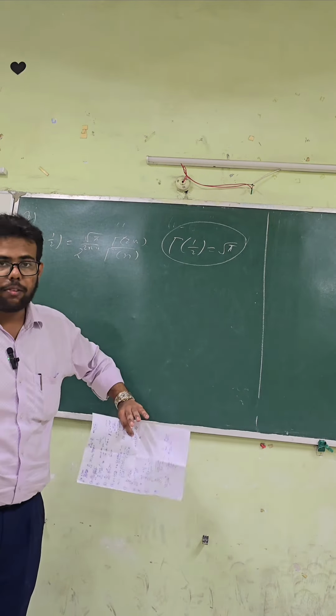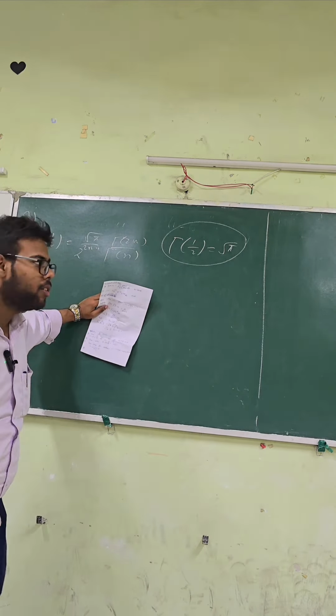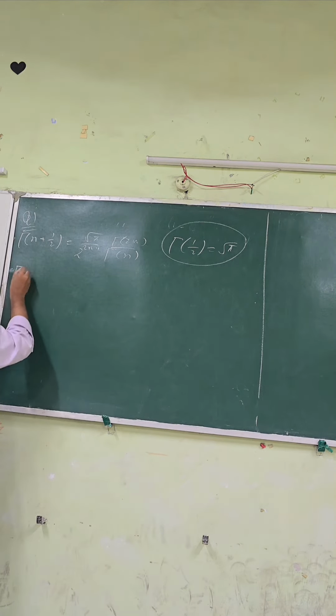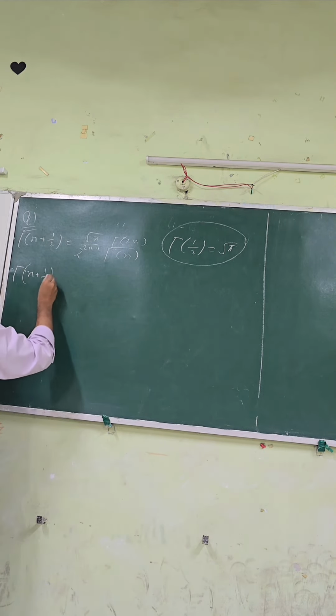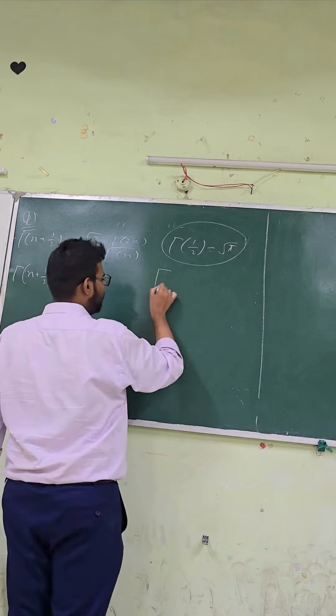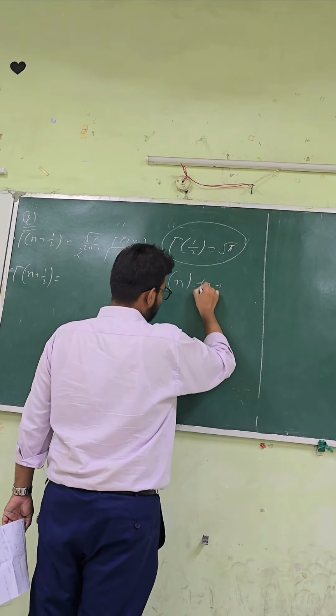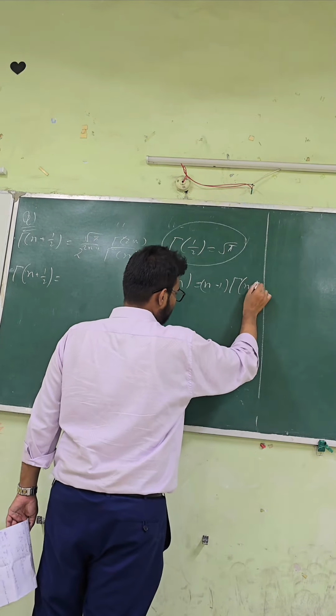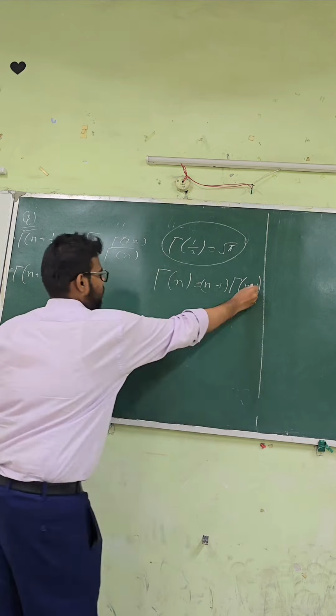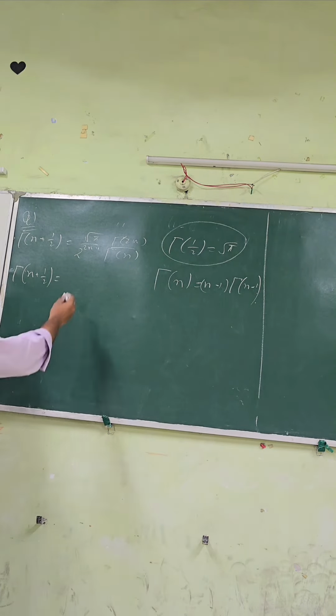So you should watch that lecture first of all, then you should come to this lecture. Okay? Right. So gamma of (n plus 1)/2, you can write it from the property that gamma of n is equal to (n minus 1) into gamma of (n minus 1). This is the property. Just apply it.